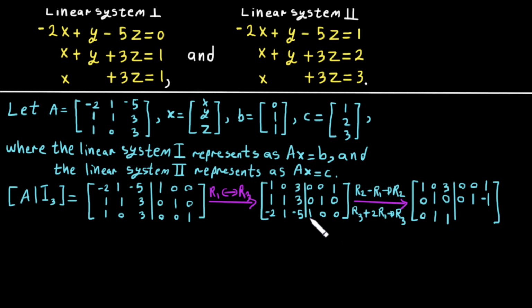1 plus 2 multiplied by 0, which is 1. 0 plus 2 multiplied by 0, which is 0. 0 plus 2 multiplied by 1, which is 2. 0 plus 2 equals 2. So here I have to write 2. Let's change the color.